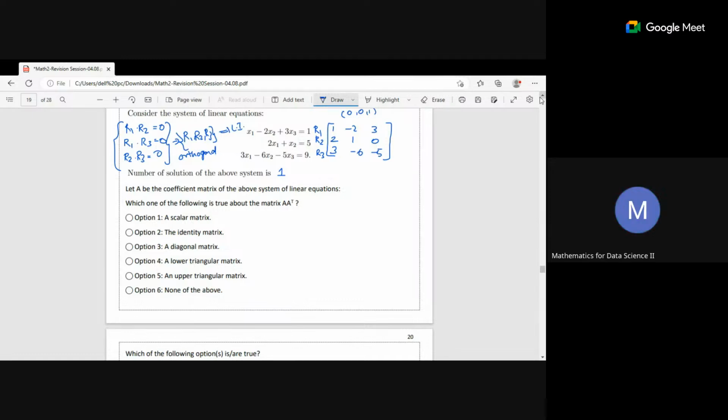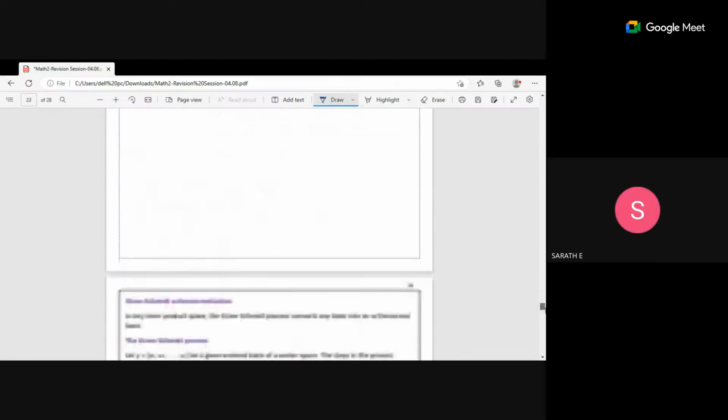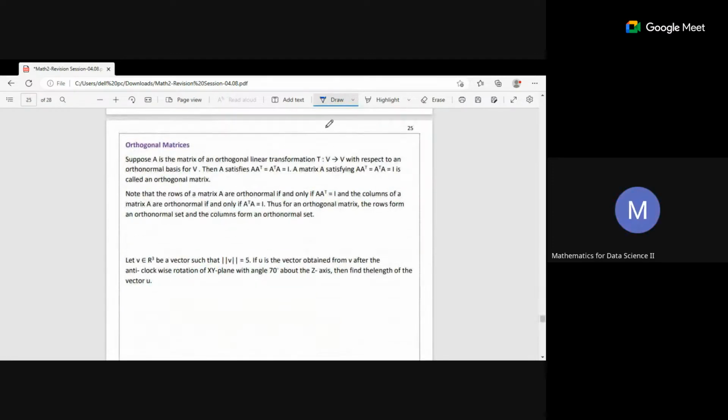Let A be the coefficient matrix of the above system of linear equations. This is the system they are considering. Now, which one of the following is true for the matrix A A transpose? It will be a scalar. Yeah, actually the statement is coming somewhere next. Orthogonal. Yeah, it is here.